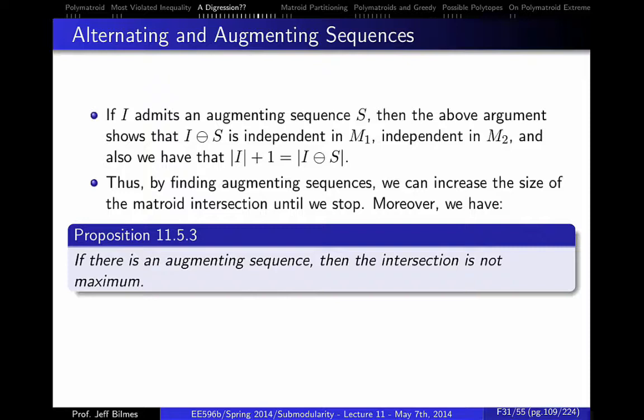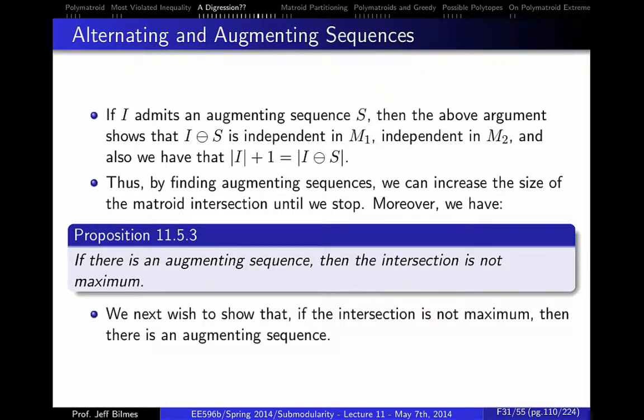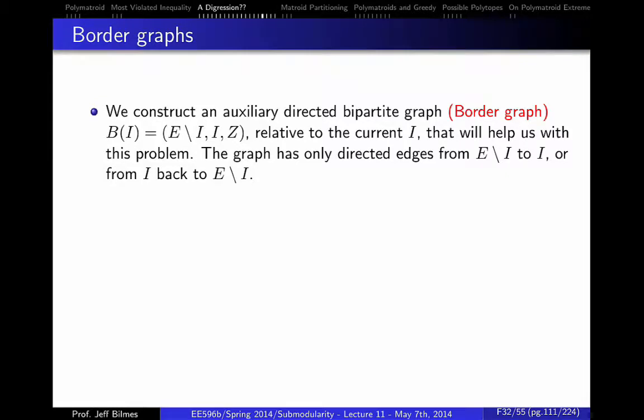So we have these propositions, which we're not going to prove here, but basically it says that if there is an augmenting sequence, then the intersection is not maximum. Okay. Next, if the intersection is not maximum, then there exists an augmenting sequence. And the way that you do this is you construct a data structure called a border graph, which is itself a bipartite graph.